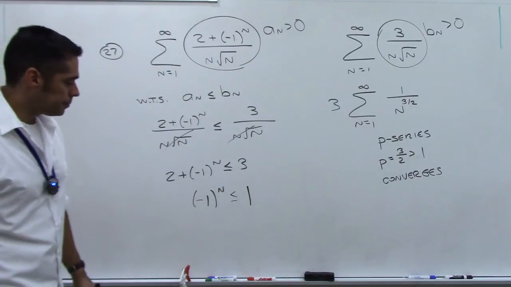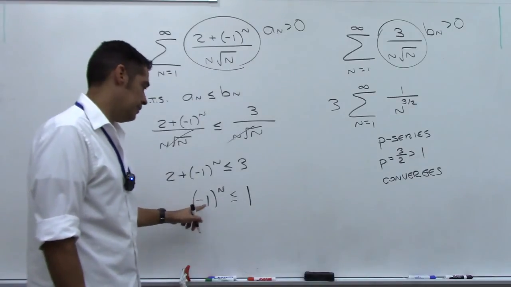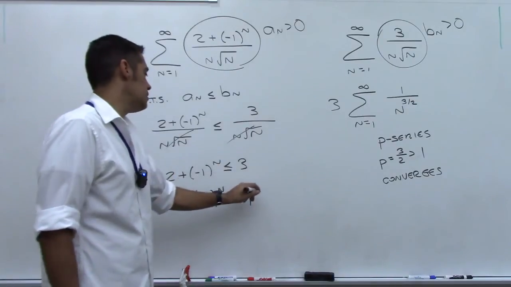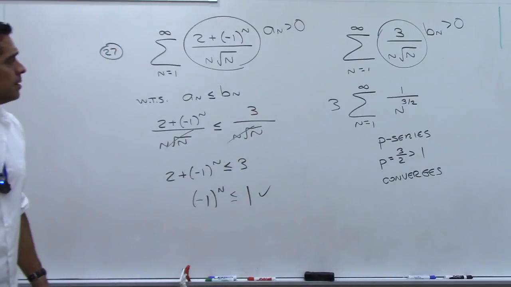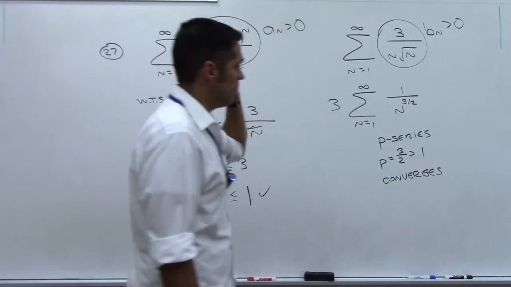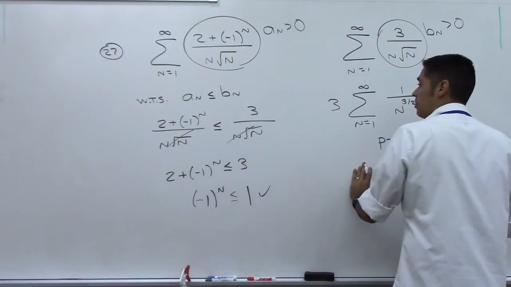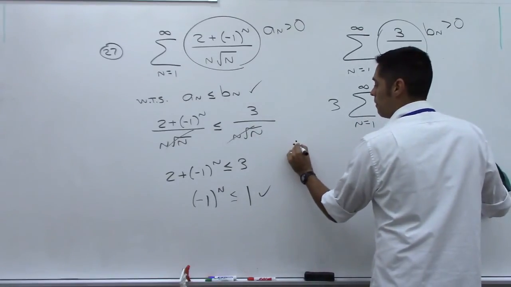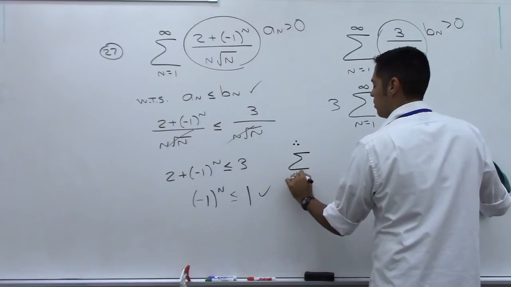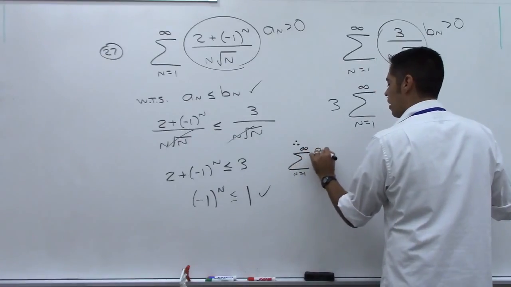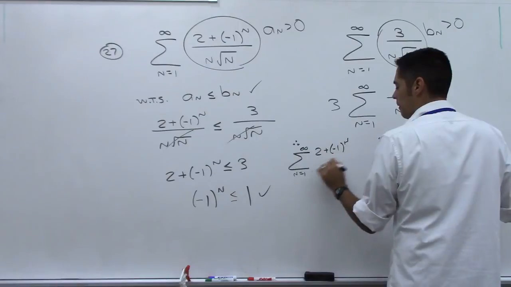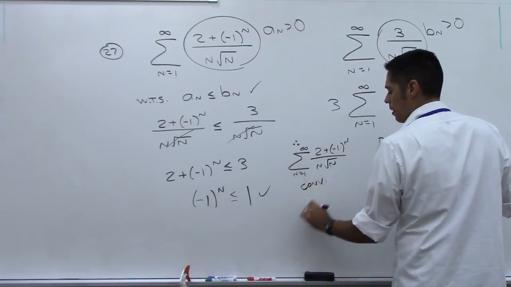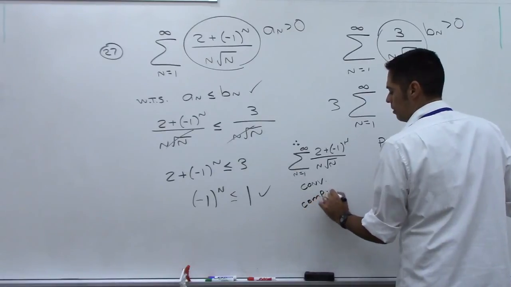You agree with that? This is either a 1 or a -1. If it's -1, it's definitely less than or equal to 1. If it's 1, it's definitely less than or equal to 1. So I'm good to go. So since I found a convergent series to compare it to and the inequality held that I wanted, my conclusion is therefore the series n equals 1 to infinity of 2 plus -1 to the n over n root n converges by comparison. I'm getting a little lazy now.